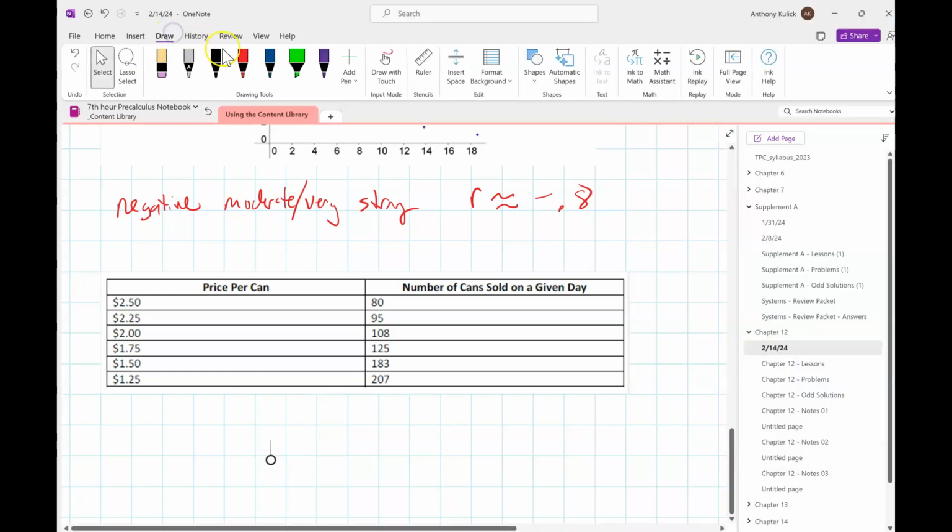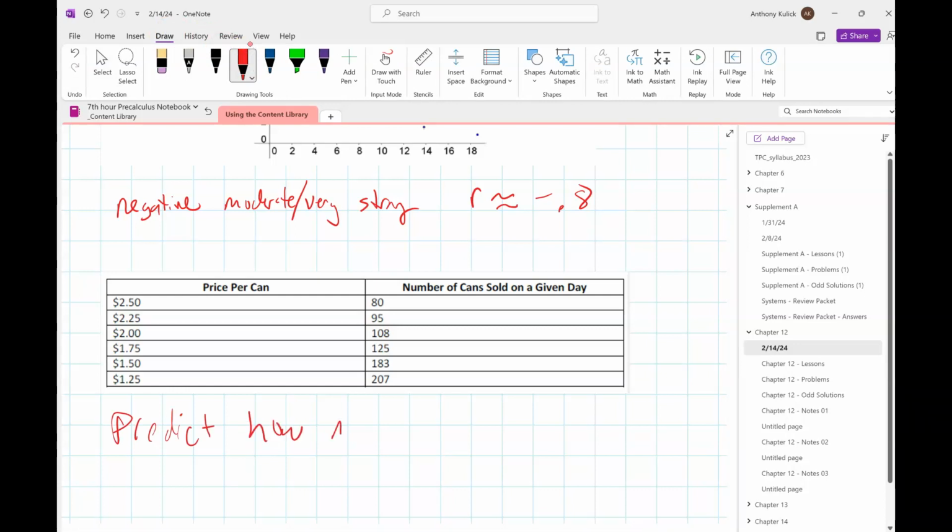Let's say we're asked to predict how many cans we'd sell if we charge, let's say, $1.80. What am I really asking to do there? I want to plug $1.80 into the x of that equation that I just built, right?